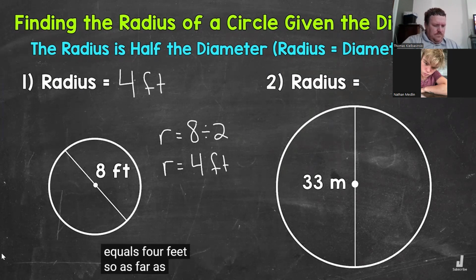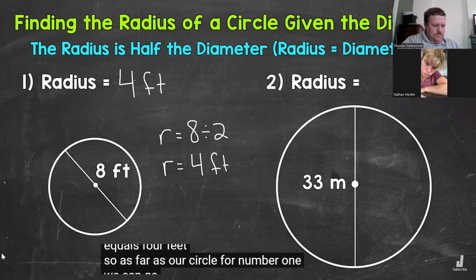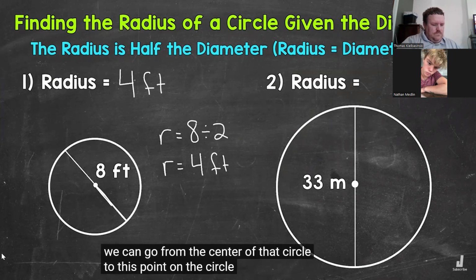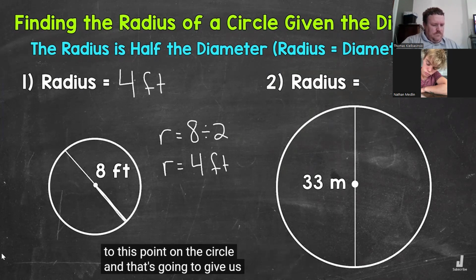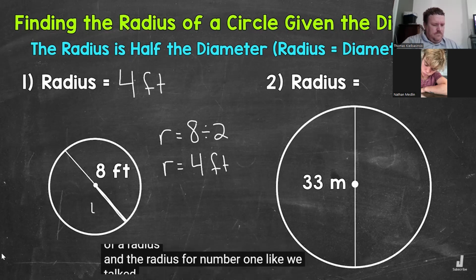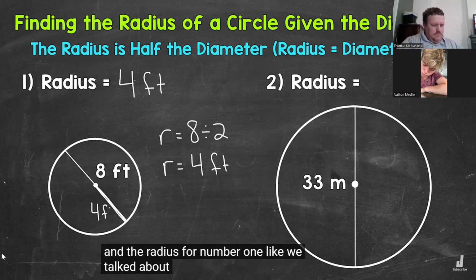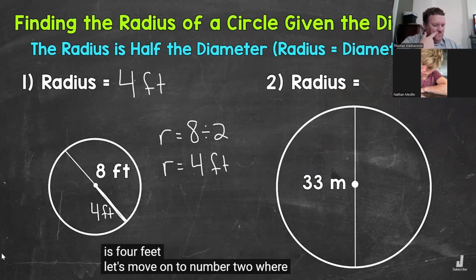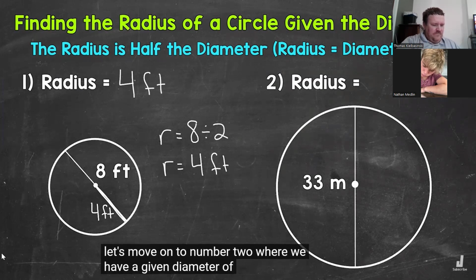So as far as our circle for number 1, we can go from the center of that circle to this point on the circle, and that's going to give us an example of a radius. And the radius for number 1, like we talked about, is 4 feet. Let's move on to number 2, where we have a given diameter of 33 meters.